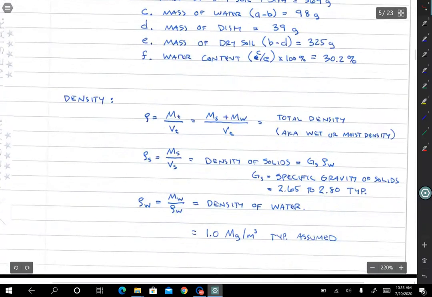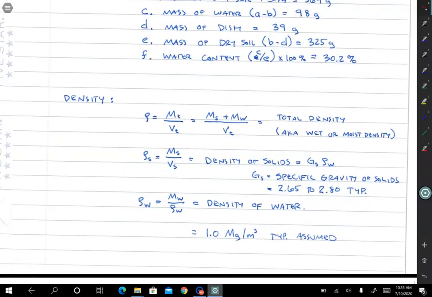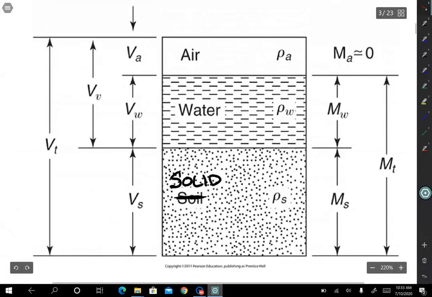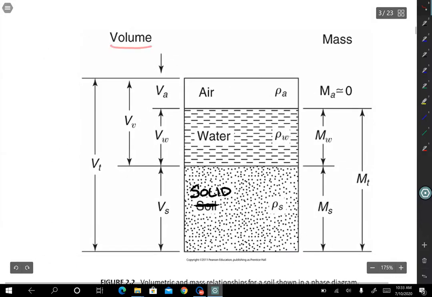Okay, now density relationships are going to be really important for us. Let me go back to the phase diagram and I'll explain why. We have a volume side and a mass side of the phase diagram. Sometimes we'll know some of these masses and maybe some of these volumes, and we have to solve for other ones in order to fully define the phase diagram. Well, the way that we get from one side to the other is using density, right? If we know the density of the solids and we know the mass of solids, then we can calculate the volume of solids. So these density relationships become really important for us.